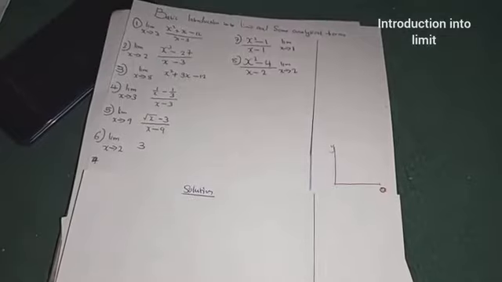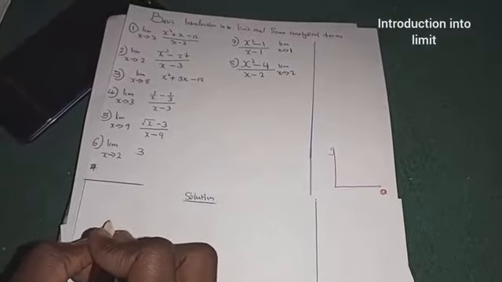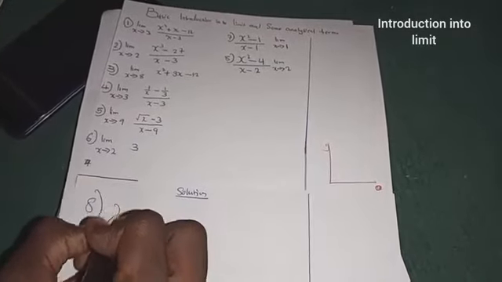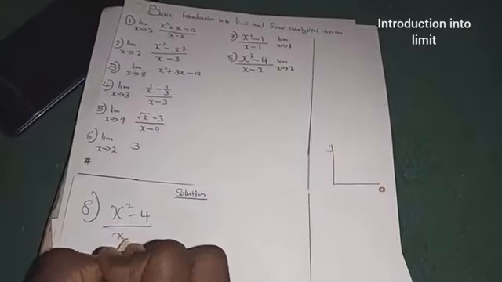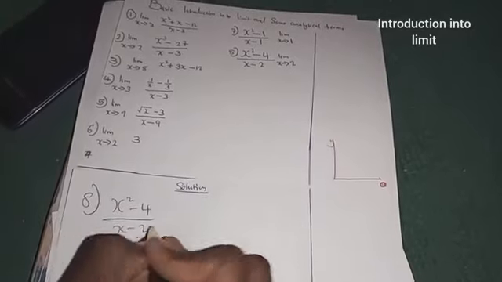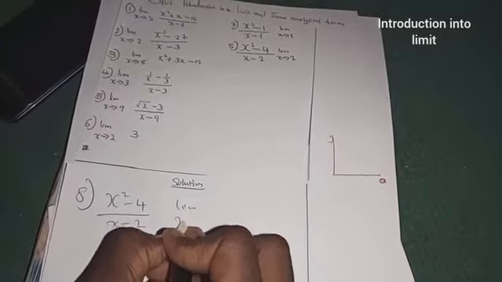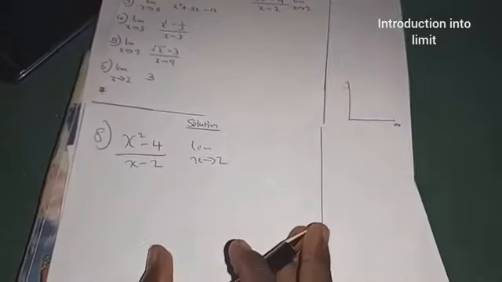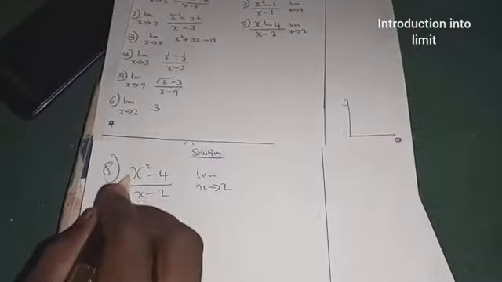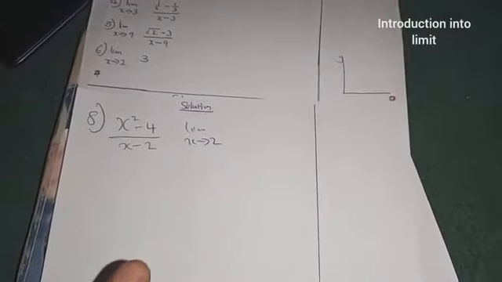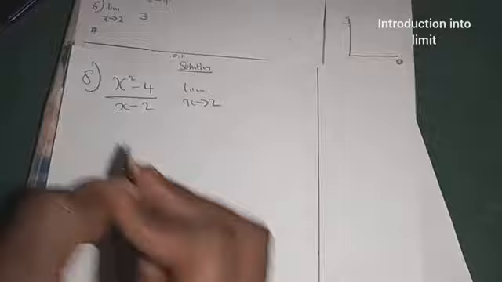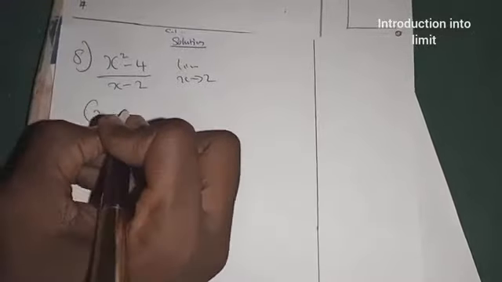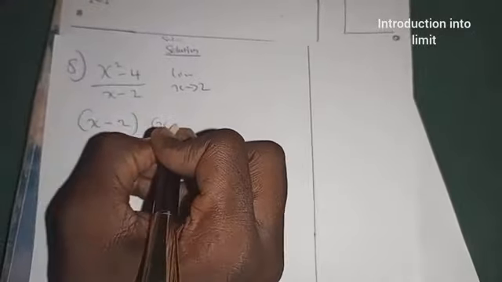So now we are moving to the last question, and that is number 8. It says x square minus 4 divided by x minus 2, limit as x approaches 2. This one is the same as the one we did just now. It's also a quadratic form. You just find the two values that if you multiply them, they will give you minus 4, and you fit them in the bracket. So now these two values are x minus 2 and x plus 2.